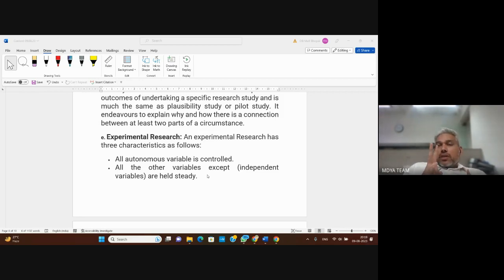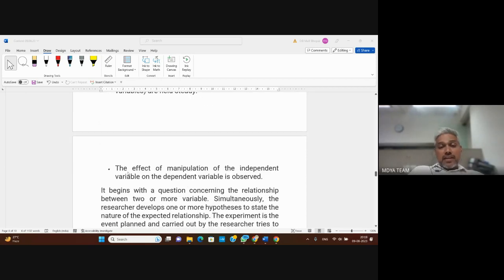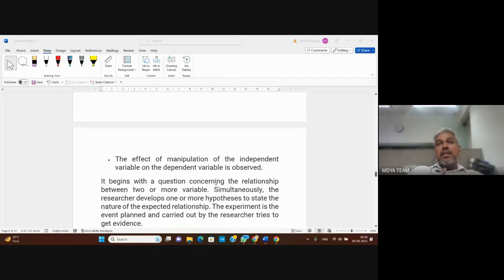And always you manipulate the independent variable, and the other, dependent variable will always be steady. It is also mentioned in the second characteristic that all the variables except the independent variable are held steady. And the third characteristic: the effect of manipulation of the independent variable on the dependent variable is observed. So these are the main three characteristics of experimental research, right?